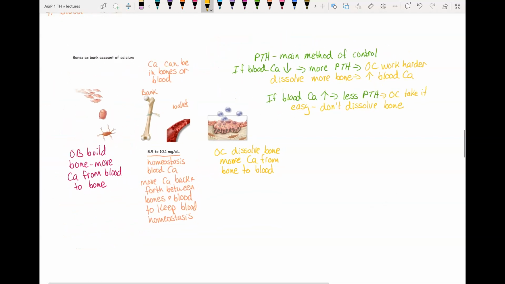So in an adult, that's the basics of what's going on. You just adjust your amount of PTH. If you need more calcium in the blood, you get more PTH, so you dissolve more bone. If you need less calcium in the blood, then you have less PTH, and your osteoclasts just kind of take it easy.